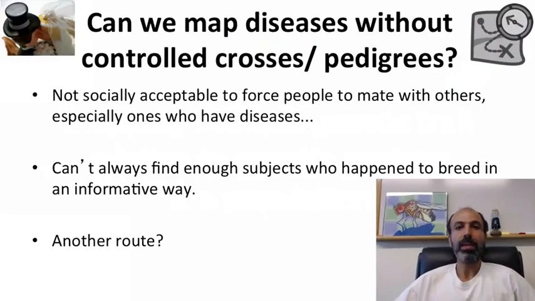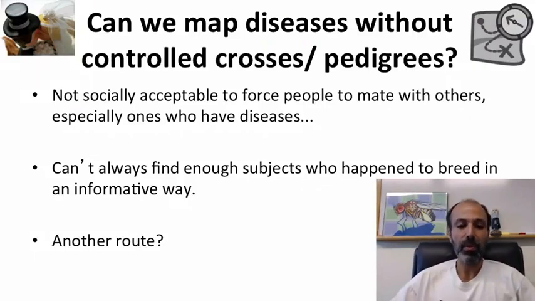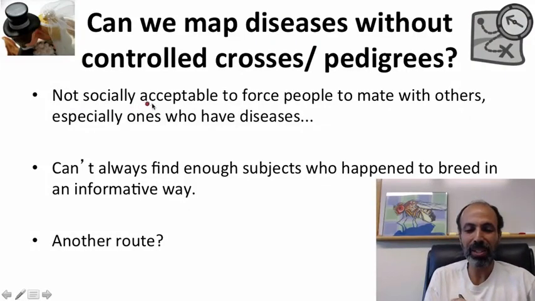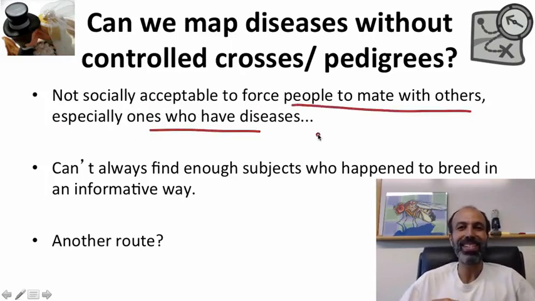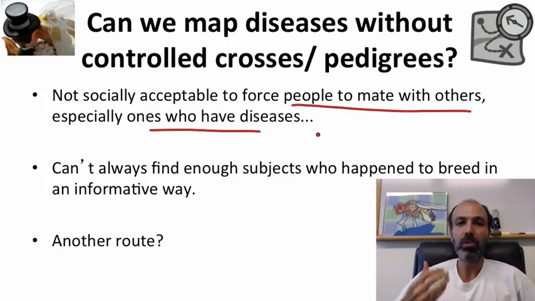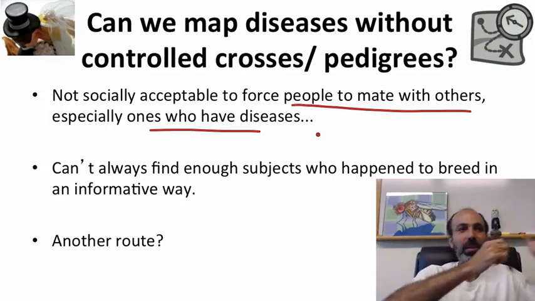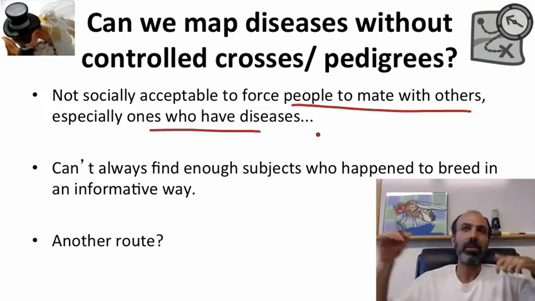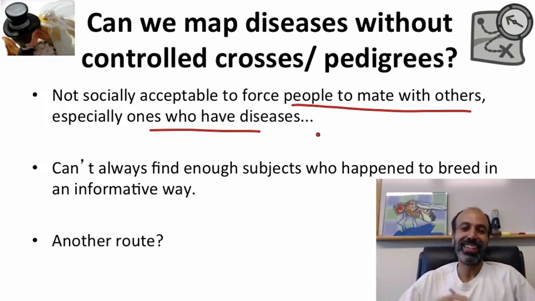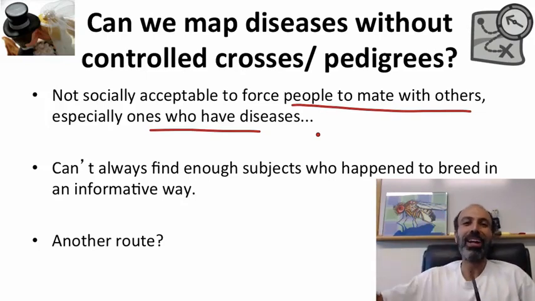Can we map diseases without controlled crosses or pedigrees? This is a big question. Obviously, it's not socially acceptable to force people to mate with others, especially ones who may have diseases. So if you wanted to map the genetic basis of, say, predisposition to some sort of cancer, you can't say, well, here's a cancer person, here's somebody who's a carrier, let's make them have kids. That obviously would never fly.